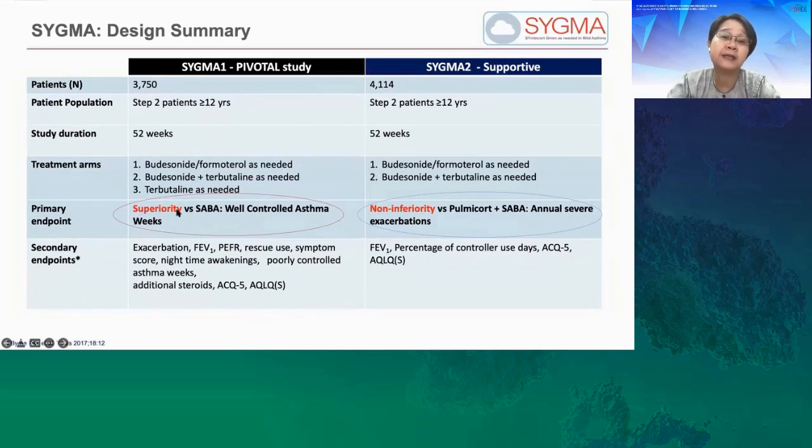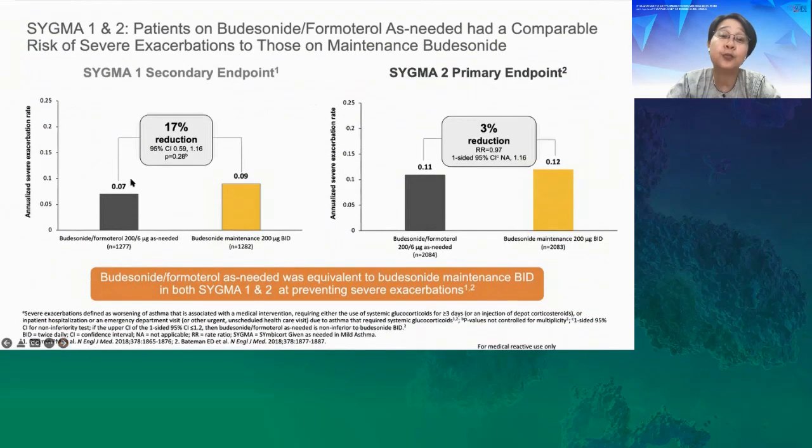What it showed was that ICS LABA on a PRN basis was superior to SABA alone in terms of well-controlled asthma weeks. And in Sigma 2, it showed that it was non-inferior to low-dose ICS plus SABA in terms of annual severe exacerbations. Both these studies looked at patients on budesonide formoterol as needed, and found a 17% risk reduction in severe asthma exacerbation, and a 3% risk reduction in Sigma 2.